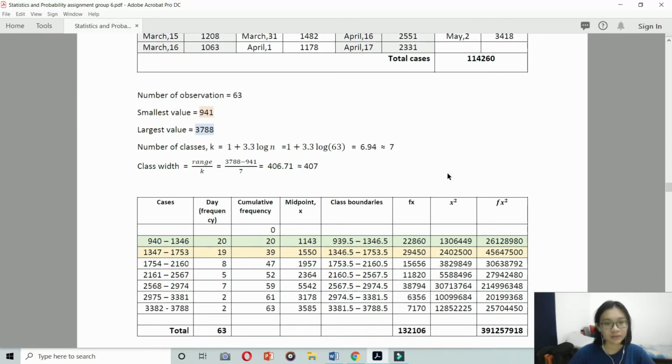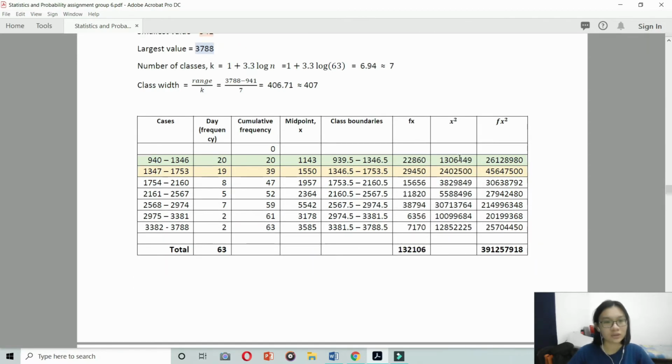The number of classes and the class width were calculated by using the formula k equals 1 plus 3.3 log n and the range divided by k. The number of classes is 7 and the class width is 407. According to the information above, we classify the data in this frequency table. The highest frequency is 20 days at the first class, which is 940 until 1,346 cases.